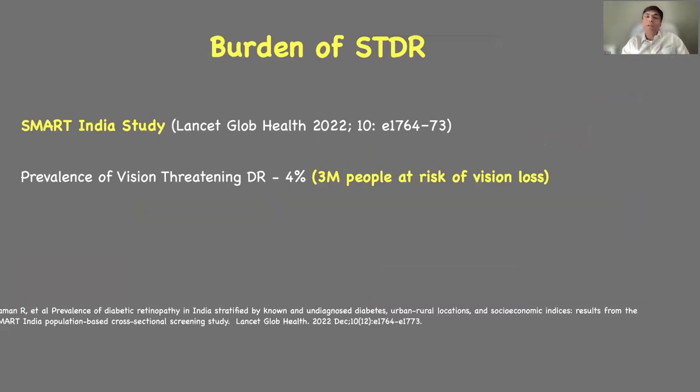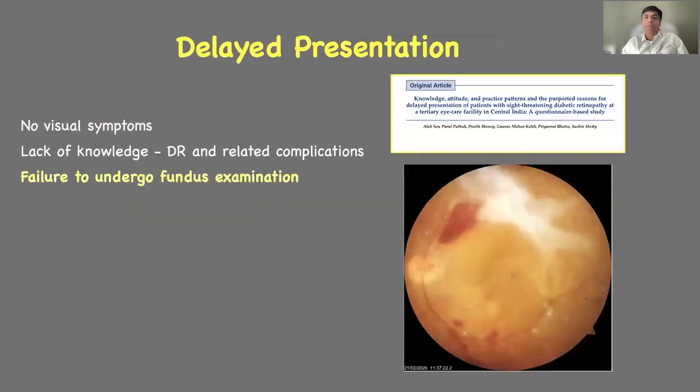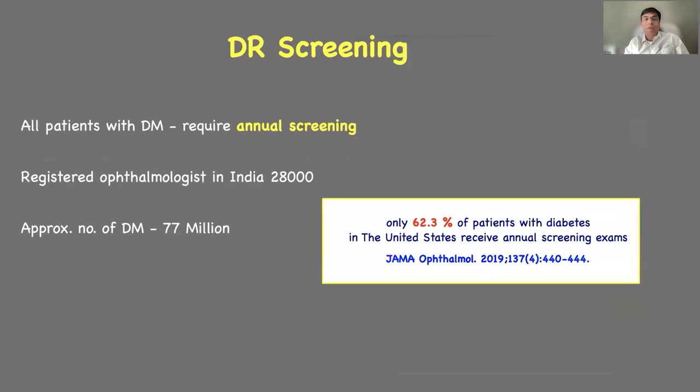So we have a burden which is beyond our capacity to deal with already. And most of it is because of the delayed presentation. We did a small study in our center because we used to get a lot of patients with sight-threatening diabetic retinopathy or advanced diabetic eye disease. And what we noticed, apart from lack of awareness and the patient not having visual symptoms, so they didn't come, was that one major outcome was failure of the patients to undergo fundus examination. About 70% of our patients had seen an ophthalmologist before they had come to us, but none had documented fundus examination. So that is one issue that we need to be dealing with.